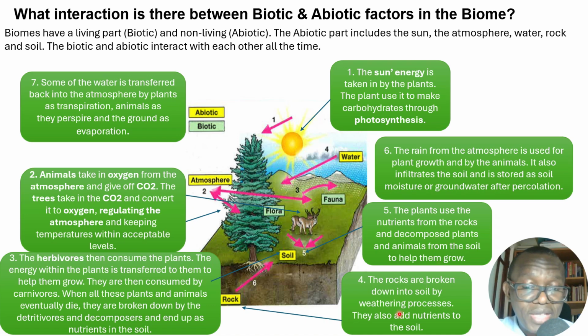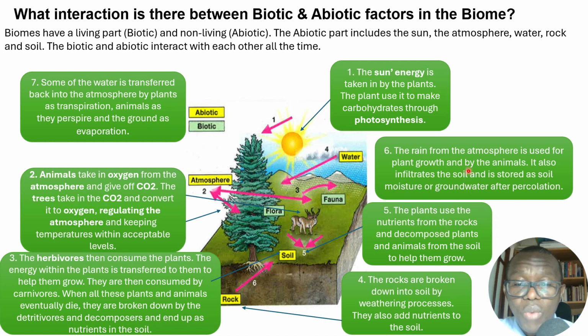Then fifth here, we have plants using the nutrients from the rocks. So the rocks obviously are abiotic, and now the plants are using those nutrients from those rocks, plants being biotic, and decomposed plants and animals from the soil to help them grow. So nutrients within the soil come from both the rocks and from the remains of dead plants and animals. And those again are used by the plants to grow.